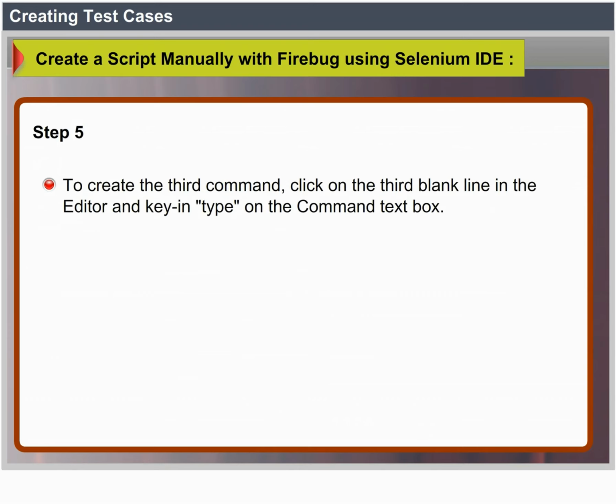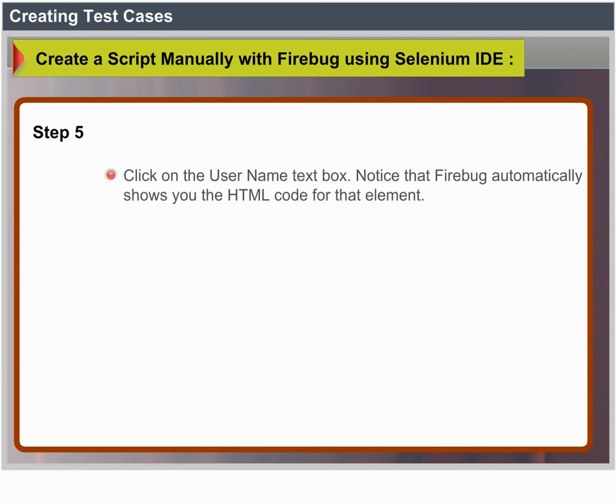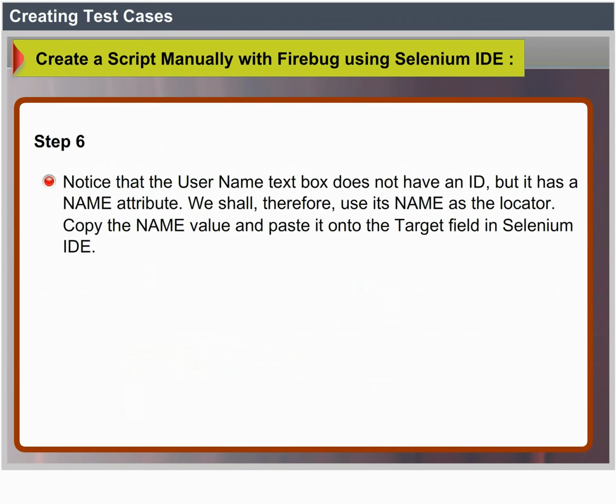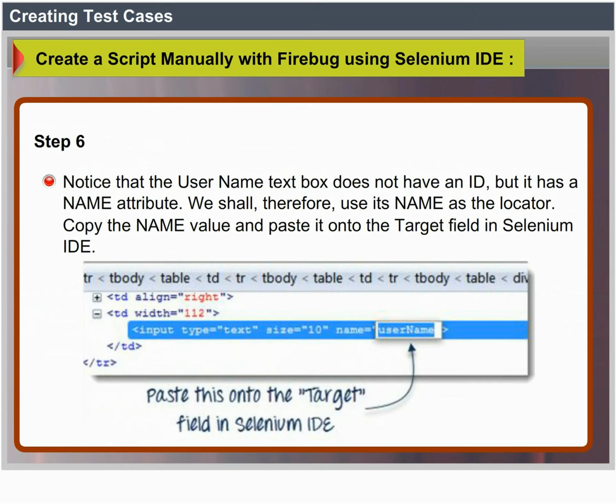Step 5. To create the third command, click on the third blank line in the editor and key in type in the command text box. In Firebug, click on the username text box. Notice that Firebug automatically shows you the HTML code for that element. Step 6. Notice that the username text box does not have an ID, but it has a name attribute. We shall therefore use its name as a locator. Copy the name value and paste it on the target field in Selenium IDE.